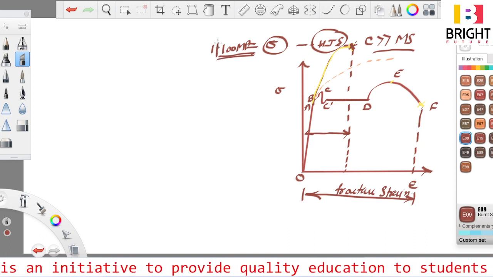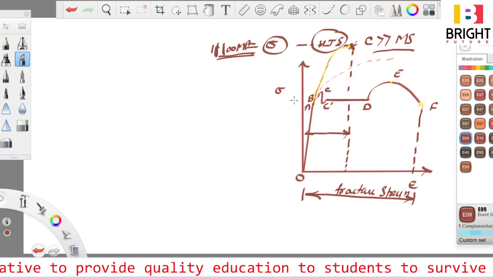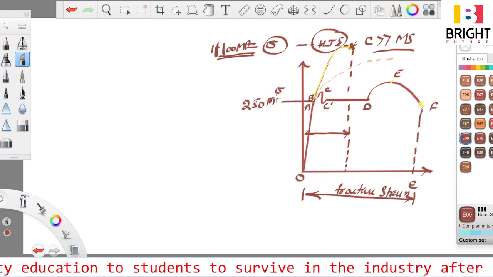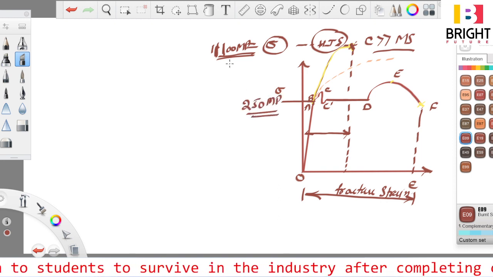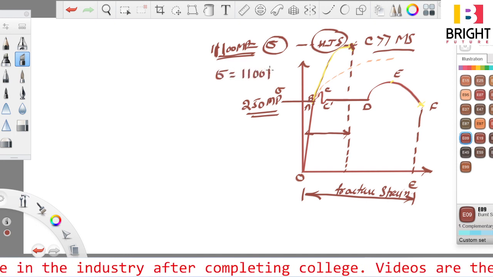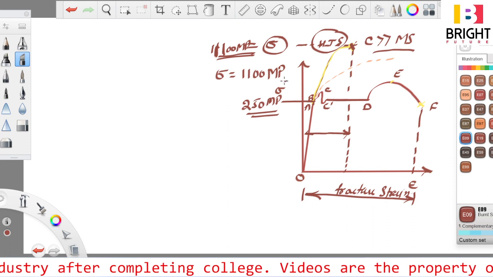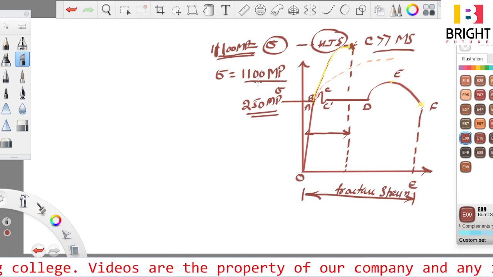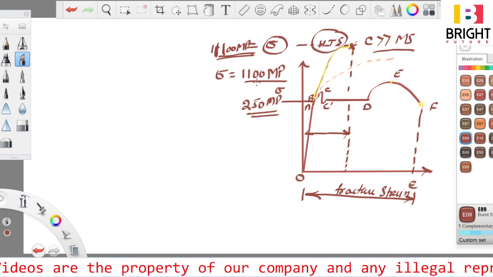1100 megapascal, which here was only 250 megapascal. So based on the application of the material to be used, you will select which material to utilize, whether high carbon or low carbon.